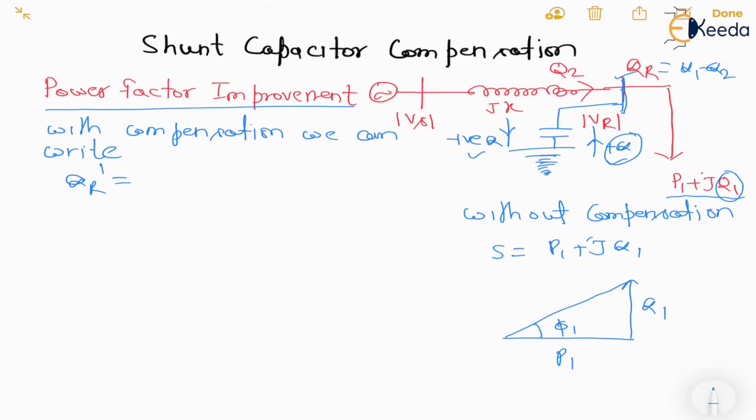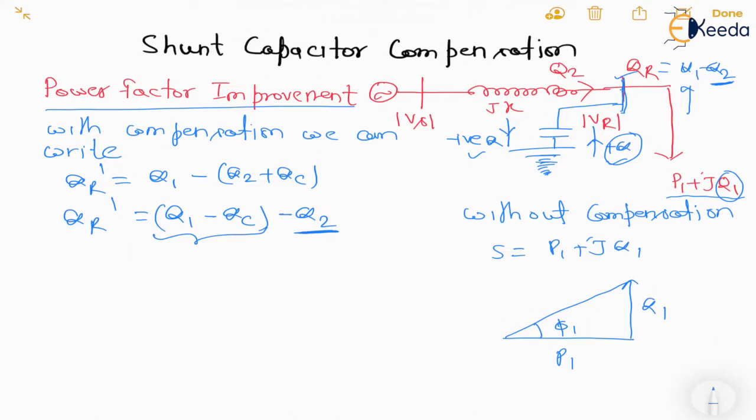So QR dash will be equal to demand, meaning Q1 total demand, minus total supply, meaning Q2 plus QC. So QR dash is equal to Q1 minus QC minus Q2. Without compensation, without affecting the reactive power supplied from the source, our total load was Q1. Now, without affecting the reactive power supplied from the source, our total reactive power load has been converted to Q1 dash. And Q1 dash value, we know, is Q1 minus QC.